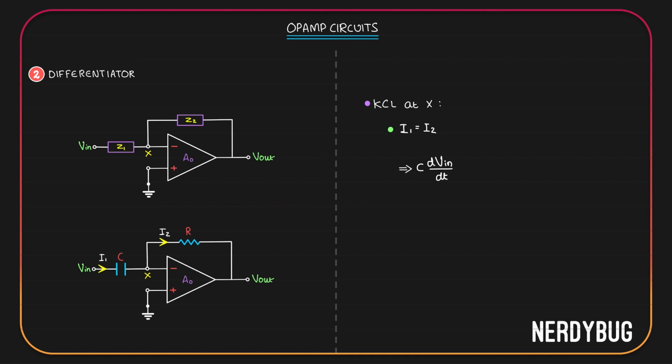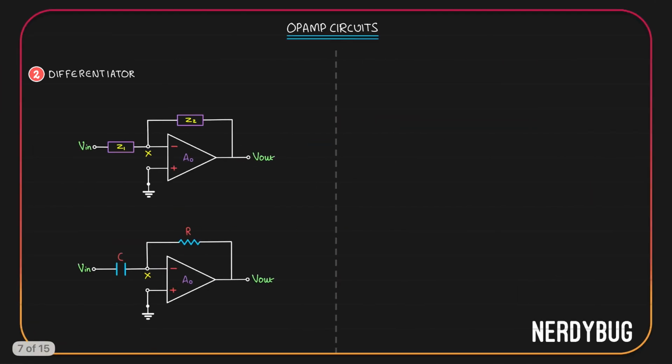I2 is the current through R, so it will be Vx minus V out divided by R. Vx is 0, so it will be negative V out by R. From here we can easily figure out what V out is. It is RC dV in by dt. Very clearly, output is proportional to the differentiated input. What we have is a differentiator.